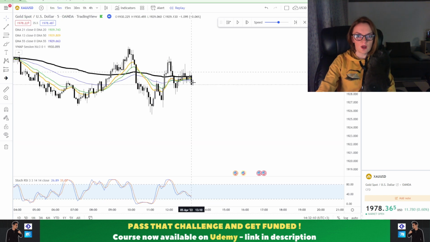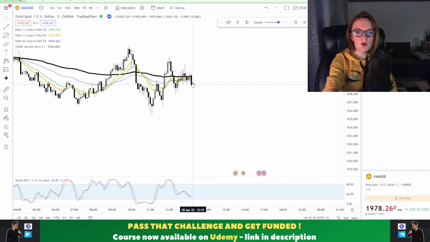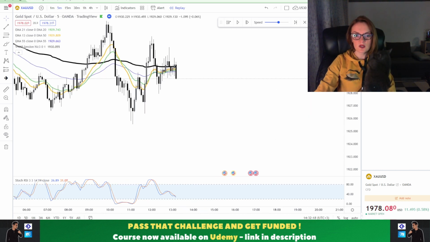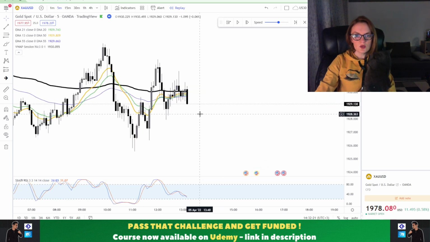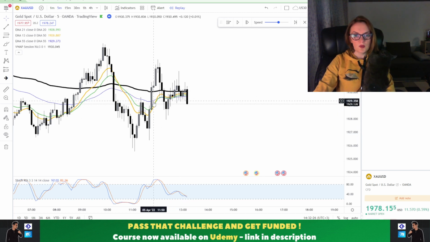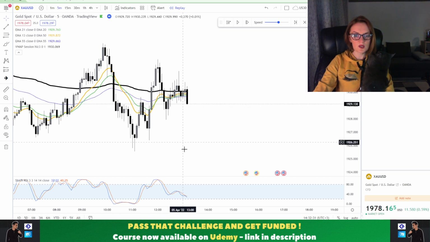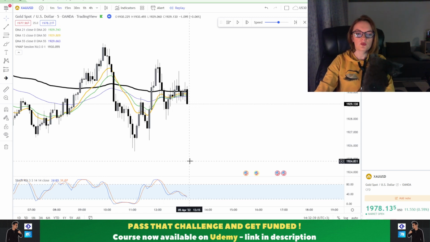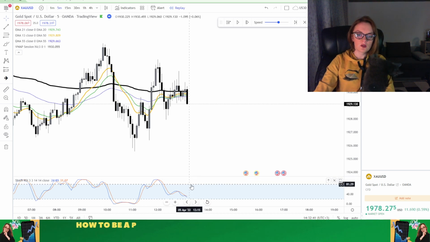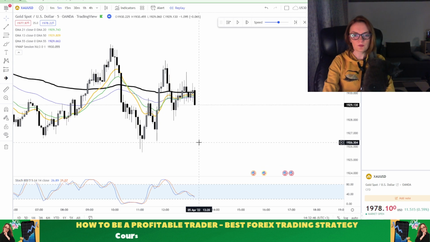Let's see what we have here. I am on the 5th of April, and I'm going to just scroll and see what we have. First of all, you can see that the price made a rejection from the VWAP, but the smaller EMAs are not crossed correctly, they are crossed to the upside, and also the stochastic RSI is not in the correct zone. So if we want to place a sell position, we have to wait for the stochastic RSI to come to the 80 zone.